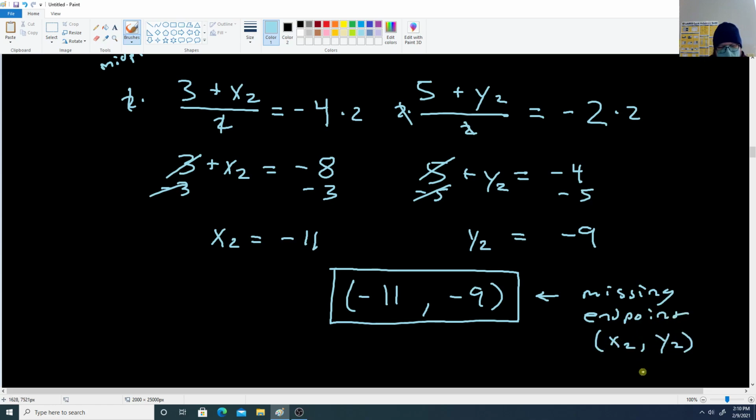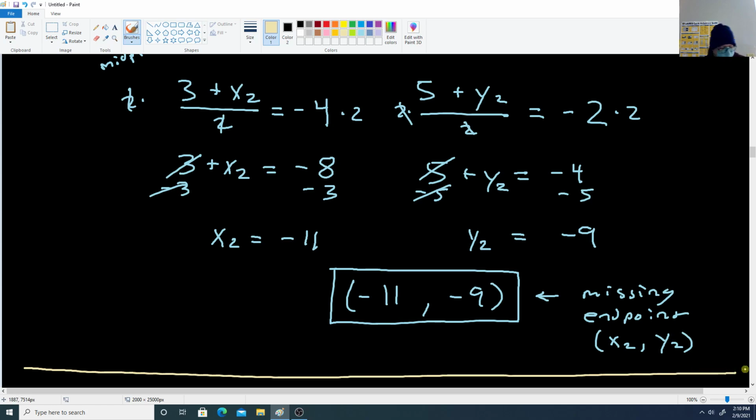X2, Y2. Okay, so that is that problem. Next we got a couple of things where they're going to give us equations and they want us to find a couple of quick solutions. And then they want us to give us a few equations and they want us to make a sketch.